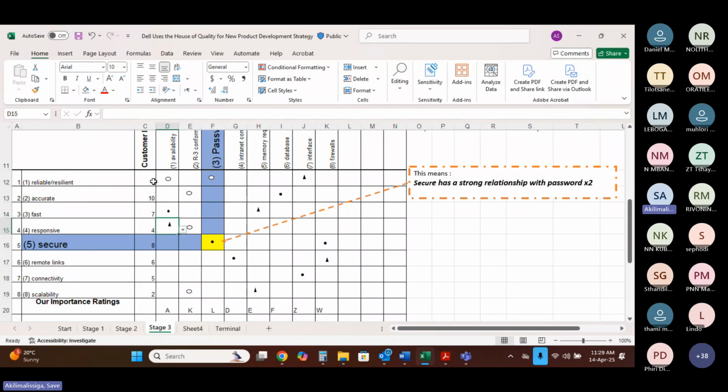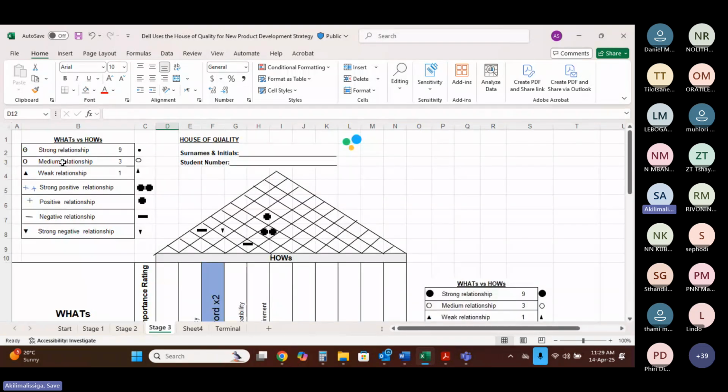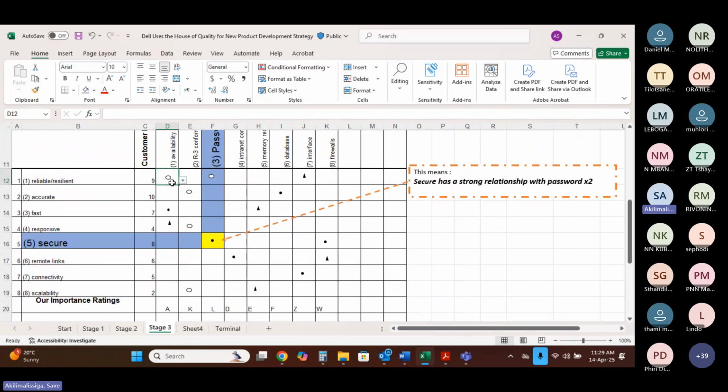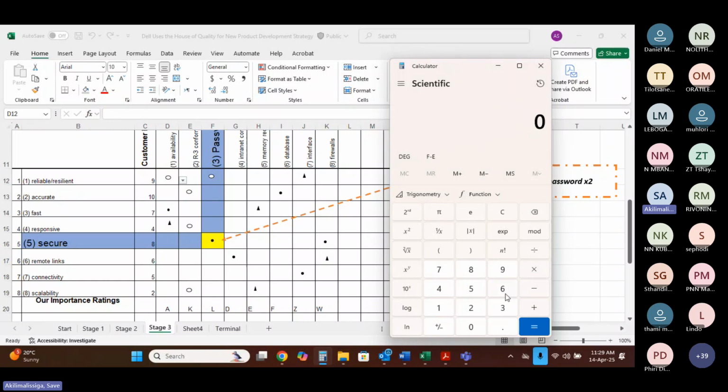Here, you're going to take 9 times the number behind this symbol. According to the legend here, the number behind these symbols, which indicates a medium relationship, is 3. Therefore, you're going to have 9 times 3. So we are done with this symbol, and we move on to the next one. The next one is this one.